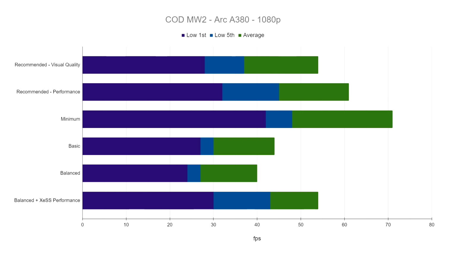Running balance preset with XeSS performance mode, we see the average go up to 54 FPS. This is the same average as the game recommended visual quality setting, but the FPS lows are slightly higher. Overall, it seems this title does need scaling to get higher frame rates. How does the trade-off look?